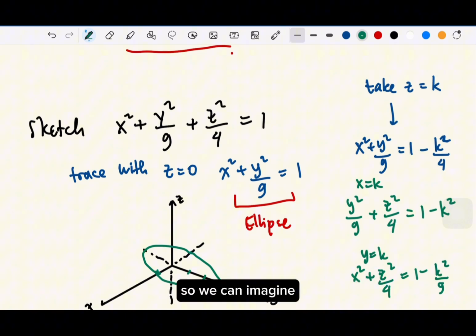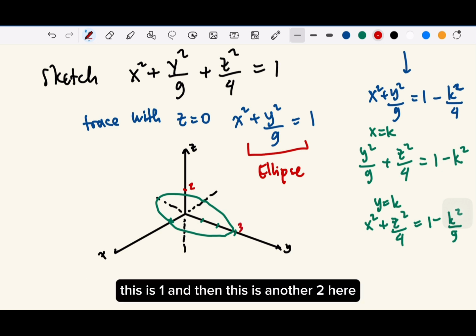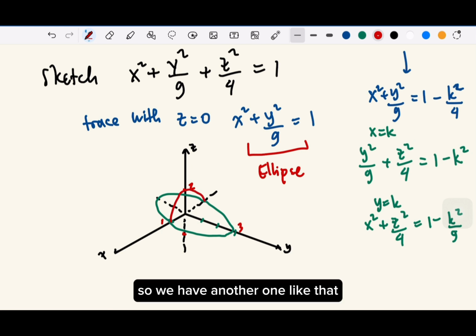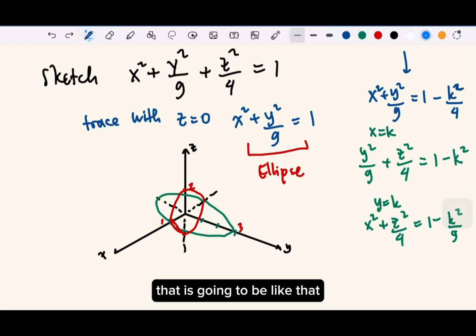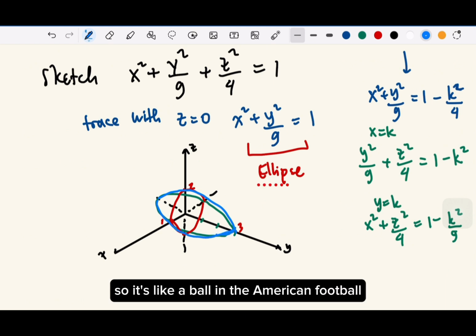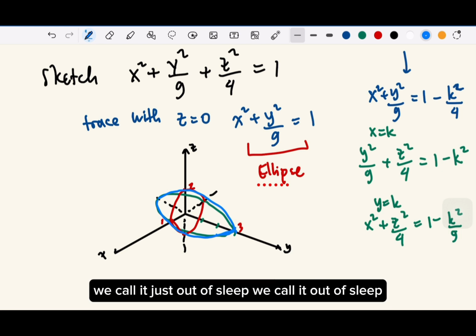Okay, and then x and z is going to be this way. So we can imagine, let me add another one here. So let's say this is 2, this is 3, this is 1, and then this is another 2 here. So we have another one like that, and then we have another one that is going to be like that. So it's like a ball in American football. Okay, you see. We call this ellipsoid.